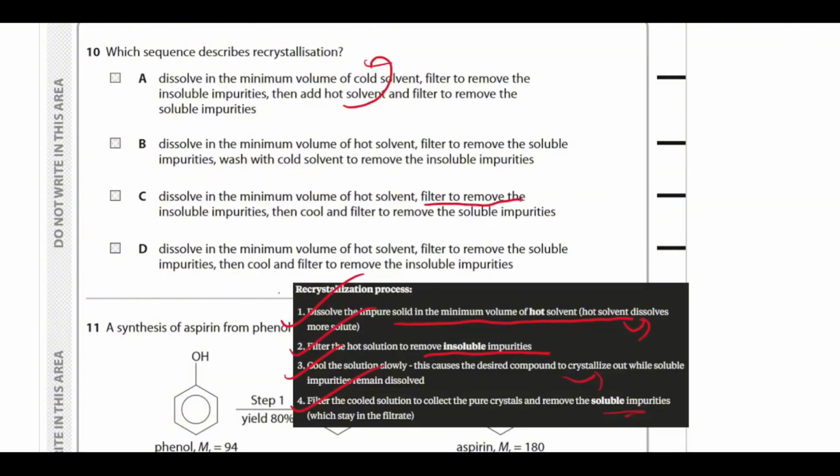Yes, that kind of matches with the provided data down here. So of course we can clearly say that C might be the best order that describes crystallization in the best way. Option D is of course again incorrect because after cooling, the cooling removes the soluble impurities, not the insoluble impurities. The whole point of cooling the solution is to ensure that soluble impurities are removed. So option C will be the correct answer.